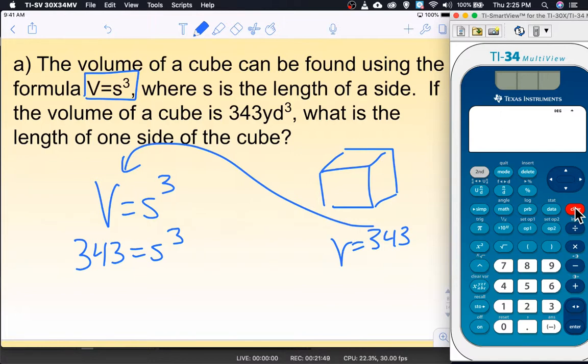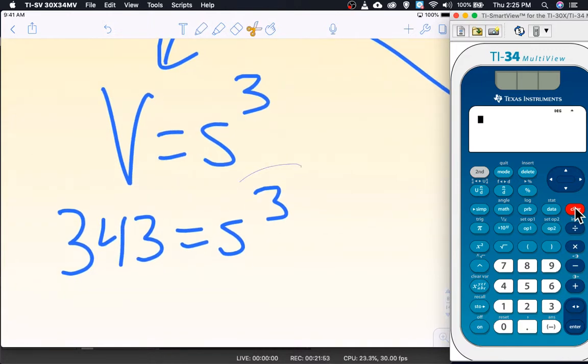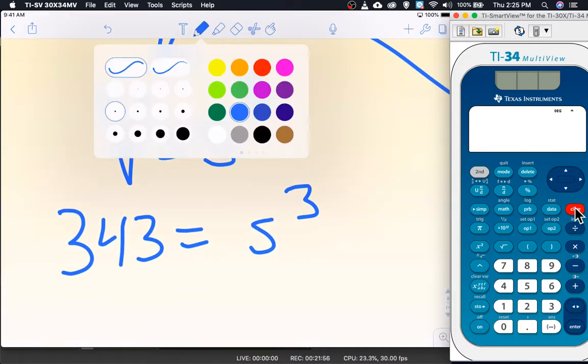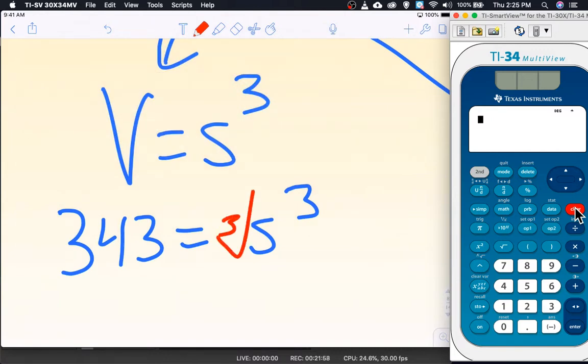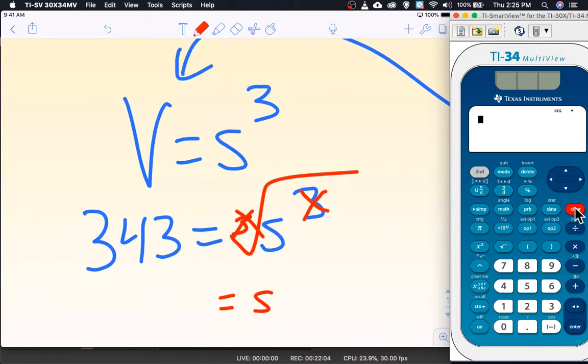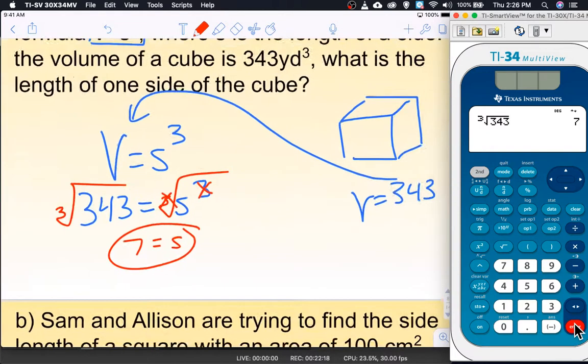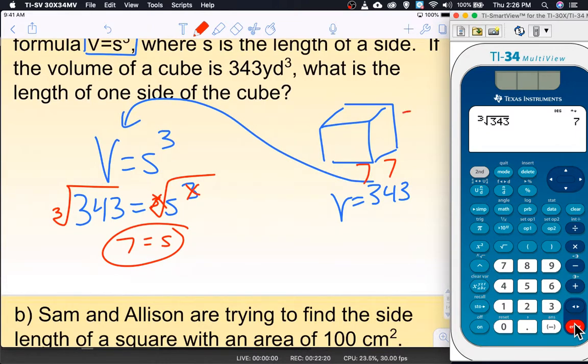I can solve that now by doing the cube root on both sides. Let me move so I have space. There we go. So if I do the cube root here, these cancel. I get S equals. I'm trying to get S by itself. I'm trying to find out what the side length is. And if I cube root 343, 3-second caret 343 is probably 7. So each side of this cube is 7.